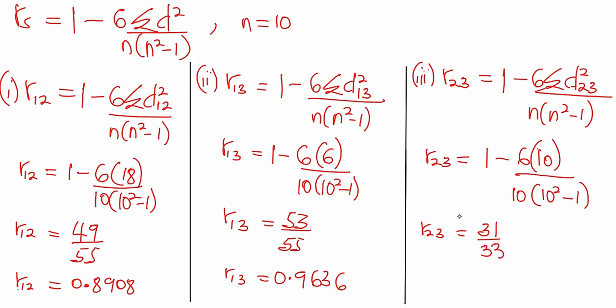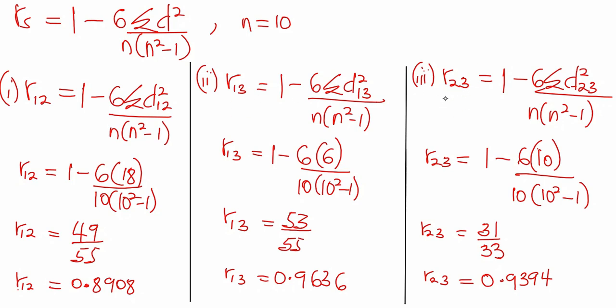So writing this in decimal gives us our R of 2, 3 to be equal to 0.9394. So A is answered for this question. So this is how you can find the Spearman's rank correlation coefficient for the examiner 1 and 2, the examiner 1 and 3, and examiner 2 and 3.